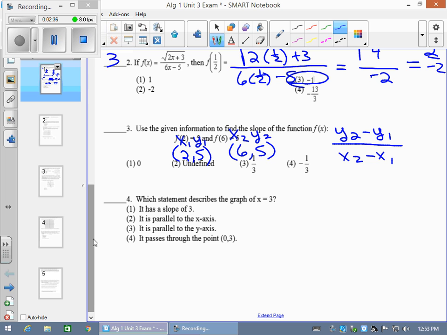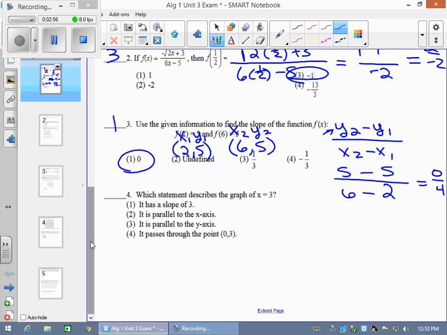So I'm going to start with my y2 value. So y2 is 5 minus y1 is also 5, divided by x2 is 6 minus x1 is 2. So I ended up getting 0 over 4. So 0 divided by anything is just 0. So question 3 should have been choice 1.